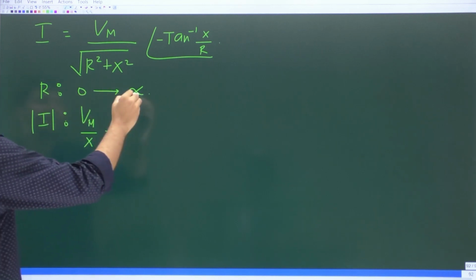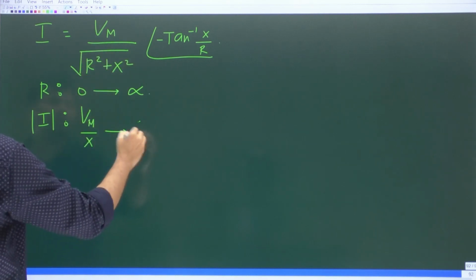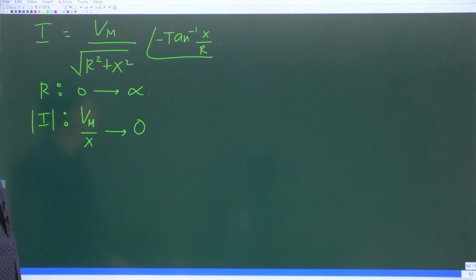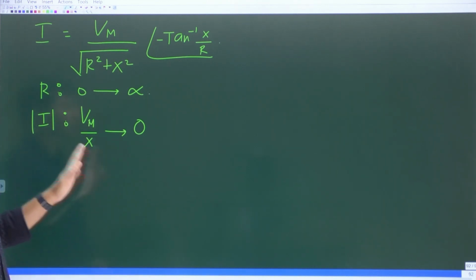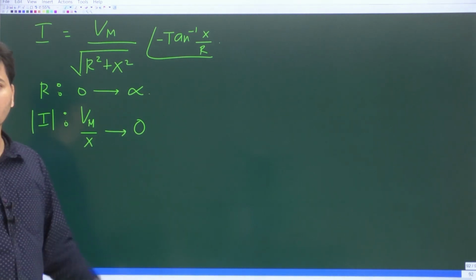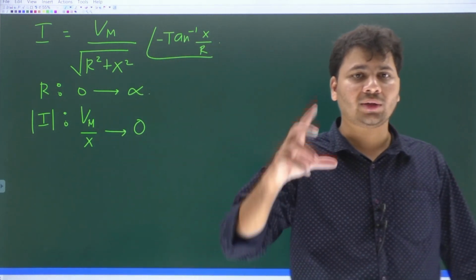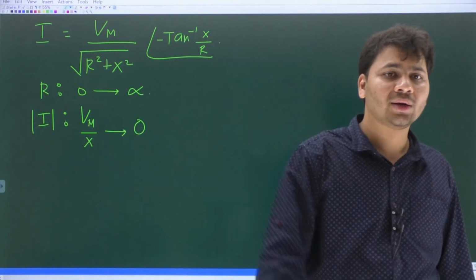And then as r tends to infinity, denominator infinity, this magnitude, would it not become 0? So look at the mod I value. When r goes from 0 to infinity, mod I is decreasing from a maximum value of Vm by x to 0. So as the value of r is varied from 0 to infinity, the phasor becomes shorter and shorter.